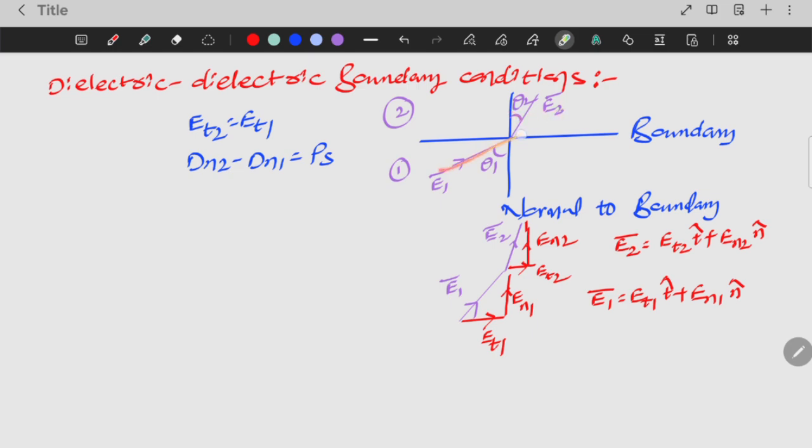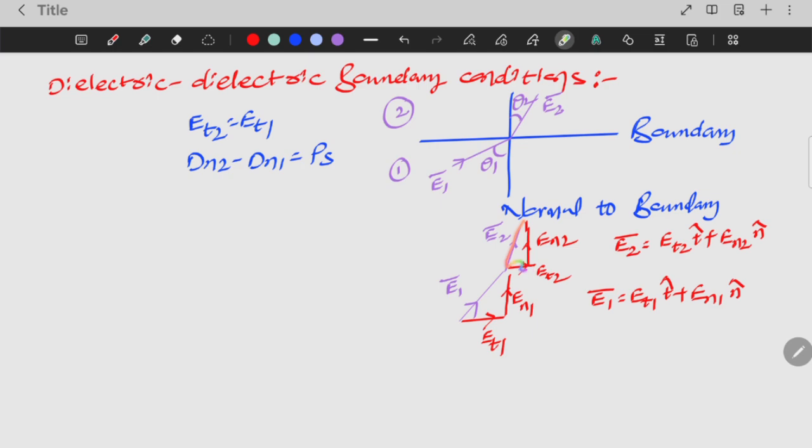Then E1 bar can be split into two parts: one is the tangential component, the second is the normal component. These tangential and normal components are defined with respect to the boundary. You can observe here, E1 bar can be split into ET1 bar and EN1 bar. From vector addition, E1 bar is equal to ET1 into T cap plus EN1 into N cap. Here T cap and N cap are two unit vectors.